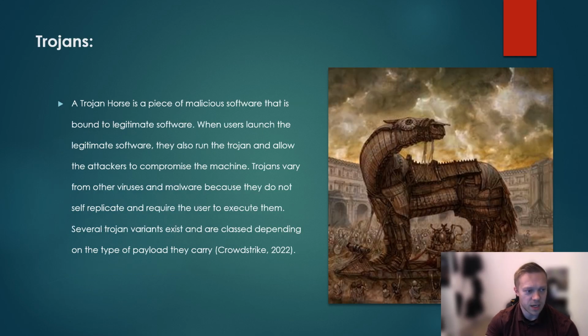So Trojans. A Trojan horse is a piece of malicious software that is bound to a legitimate software. Often this is done with software called binders. When the users launch the legitimate software, they also run the Trojan and allow the attackers to compromise the machine. Trojans vary from other viruses in that though they are malware, they do not replicate and require the user to execute them. Several Trojan variants exist and are classed depending on the type of payload they carry.